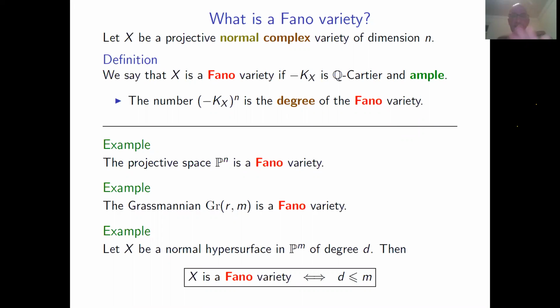Okay, if you give a colloquium talk on Fano varieties, this is how you should start, more or less. So these are Fanos. I hope everyone is happy with this definition.